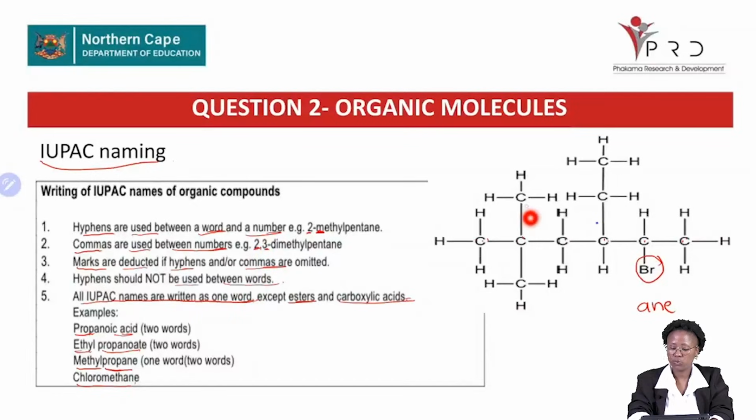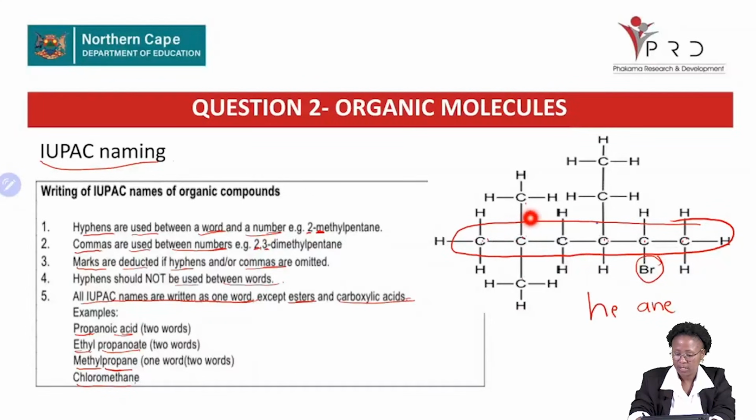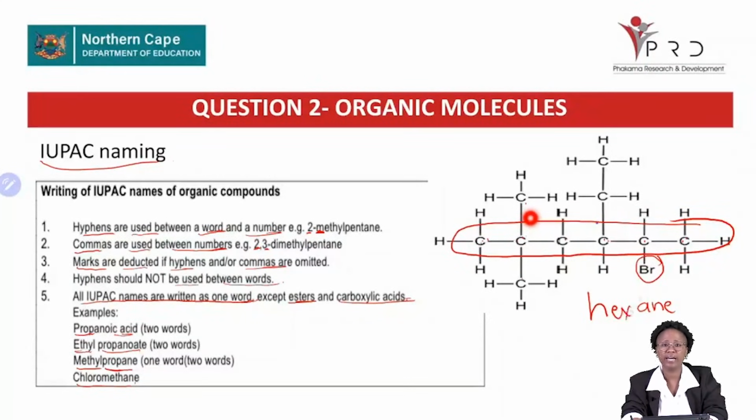So over here, 1, 2, 3 is not a straight chain. 1, 2, 3 is also not a straight chain because it does not include the halogen. 1, 2, 3, 4, 5, 6 is not a straight chain because it does not include the halogen. So the straight continuous chain that you must choose must include the functional group. So this over here is going to be my chain that I have chosen. How many carbons does it have? 1, 2, 3, 4, 5, 6. I know that 6 carbons is hex. So I'm going to write hex next to my ANE.